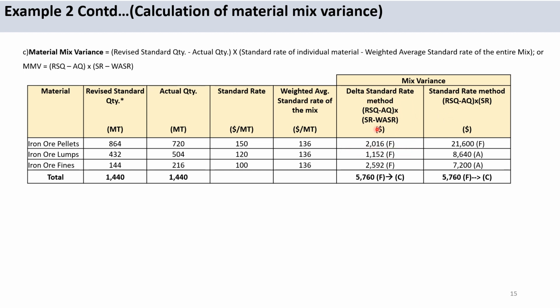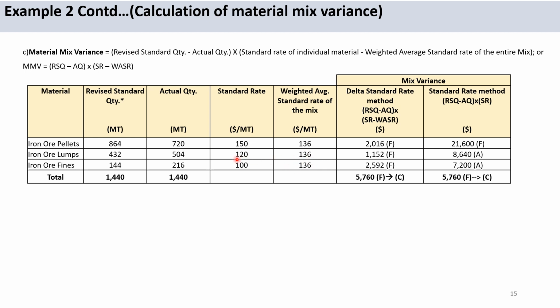But you see the difference: as per the delta standard rate method, the difference is only $2,016. That is, 150 minus 136 is a $14 difference, on the quantity difference of 864 minus 720. So the difference is lower. Whereas the standard rate method shows a gain of $21,600, on the basis of 864 minus 720 times $150, not from the difference of the two prices.